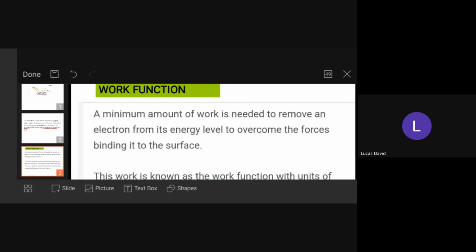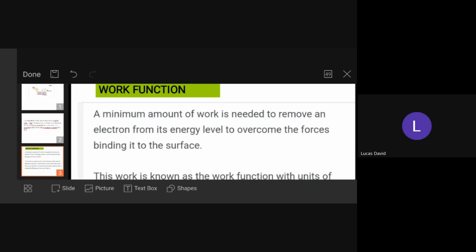Of course, they moved. Is that not true? So they sustain motion. They were initially at the metal surface, but the moment the sun strikes that metal surface, the electrons are being ejected. So we can say that work is done. Do you understand that? So that minimum amount of work that is needed to remove an electron from its energy level to overcome the forces binding its surface is what we call work function.